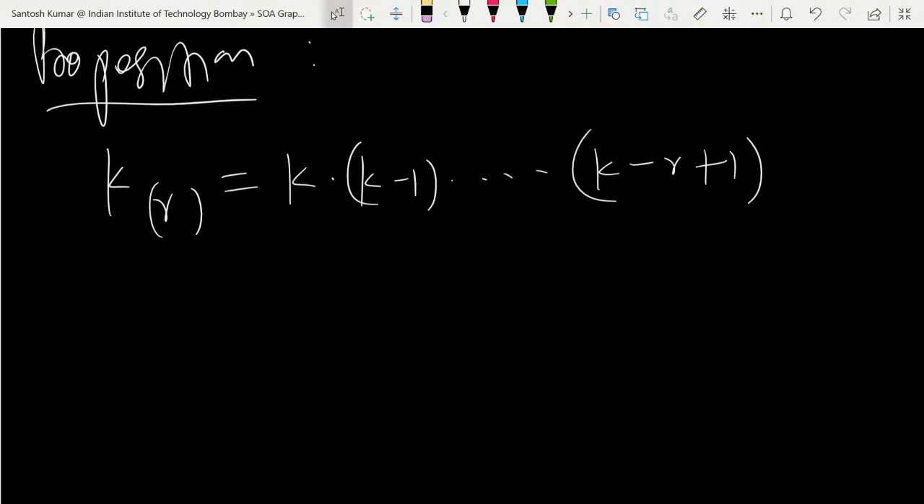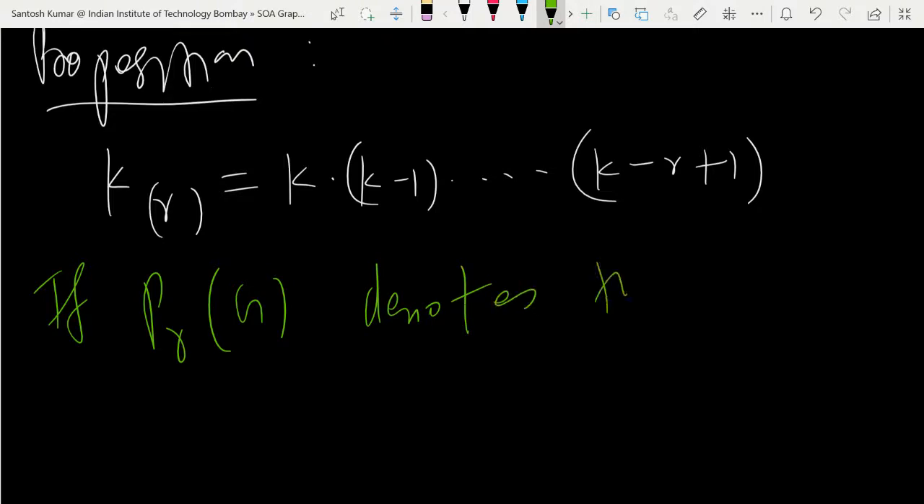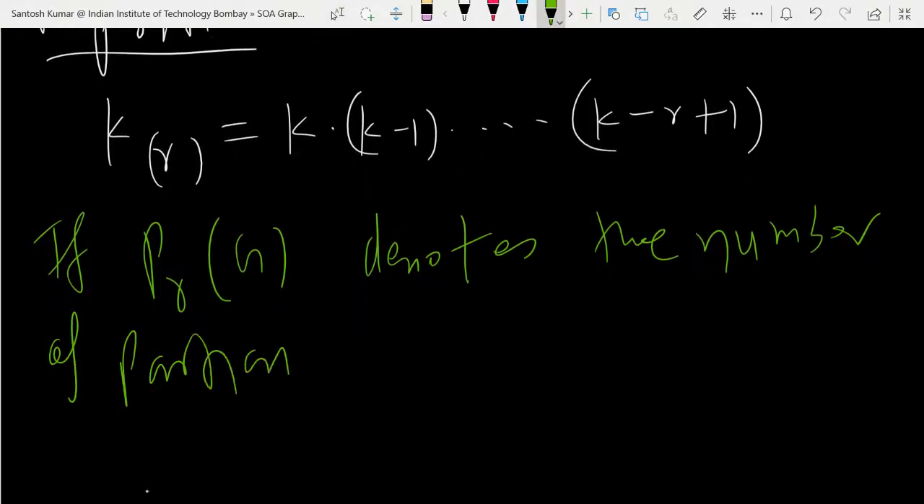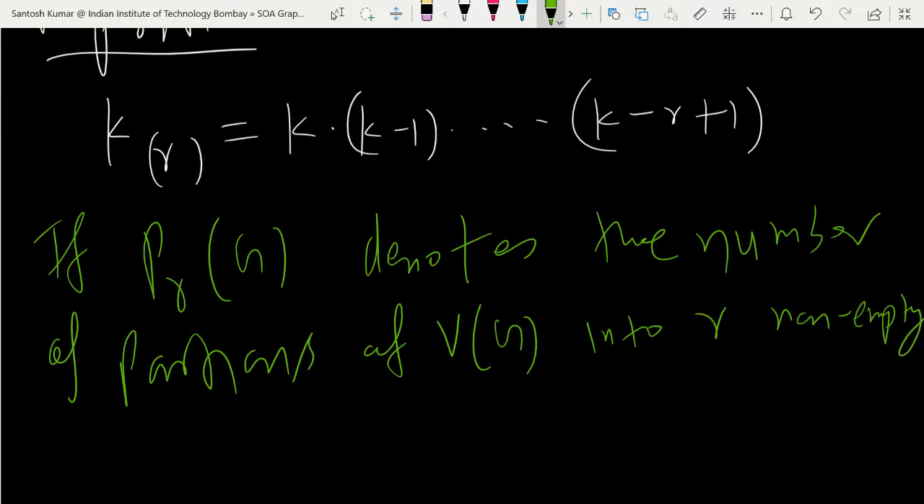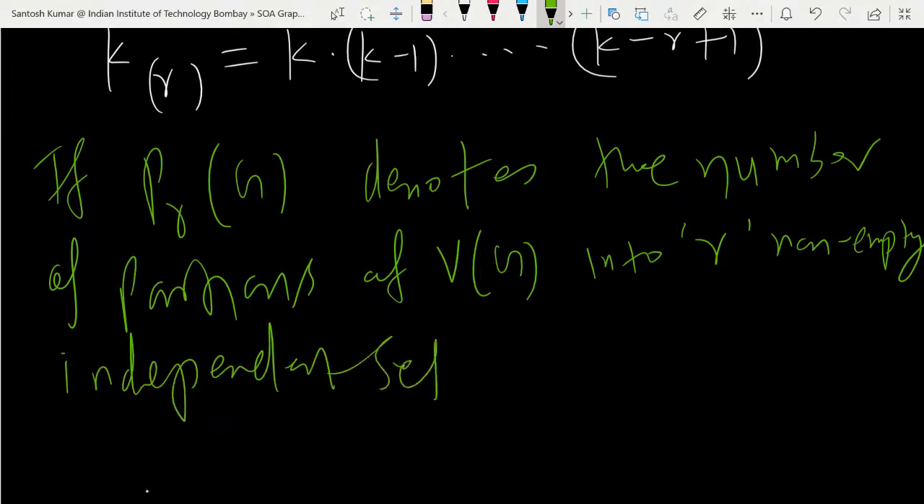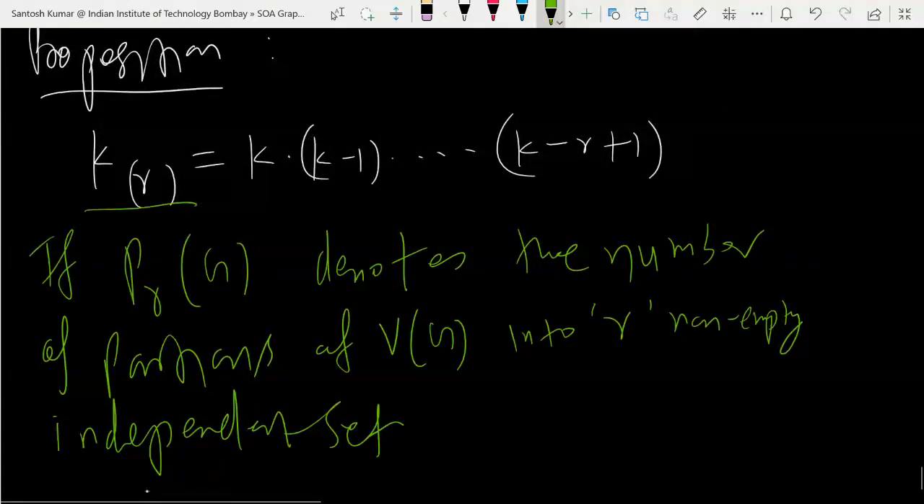So the proposition says, now that you know this notation, if PrG, this is again one notation, P suffix r of G, denotes the number of partitions of the vertex set of a graph into r non-empty independent sets. So you are familiar with both the notations now, k suffix r and PrG.